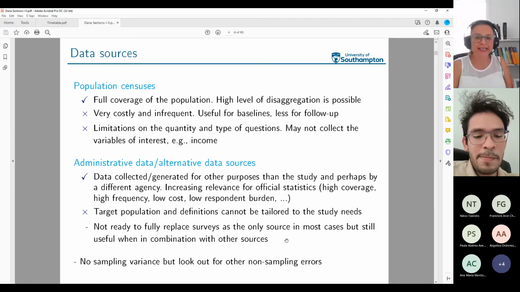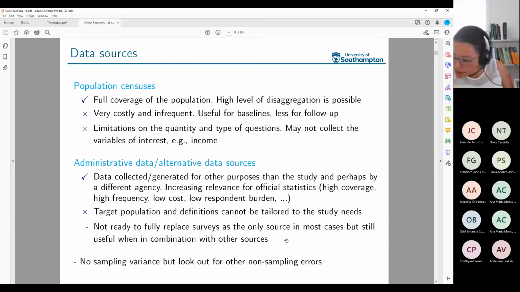What about remote sensing data? Or no, wait a second. There was somebody, Paula, who wanted to jump in. Do you want to say something, Paula?